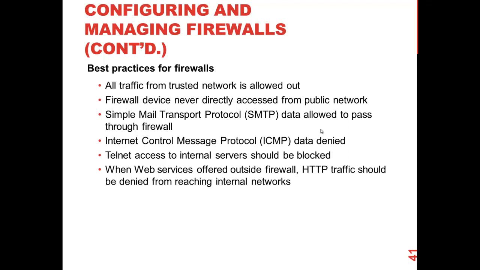Best practices for firewalls: all traffic from trusted networks should be allowed out. Firewall devices should never be directly accessible from the public network. They should be managed only from internal network IP addresses. SMTP data is allowed to pass through the firewall but should be routed to a well-configured gateway or filter and route message traffic securely. All ICMP data should be denied. Telnet access to internal servers should be blocked.